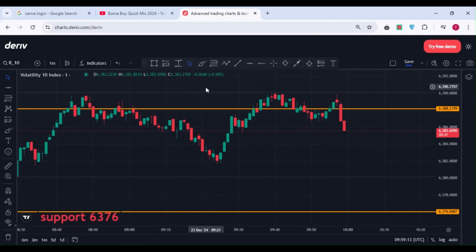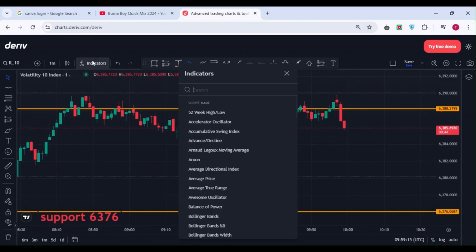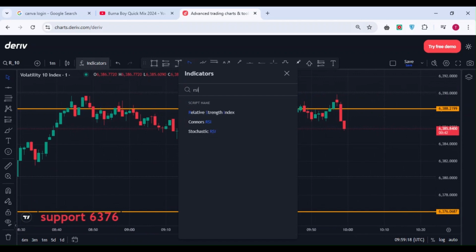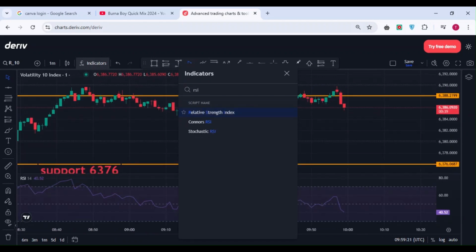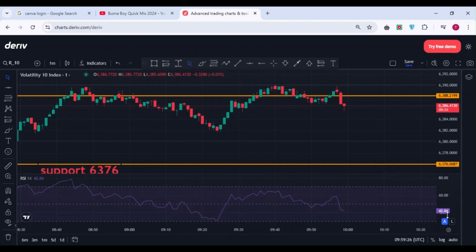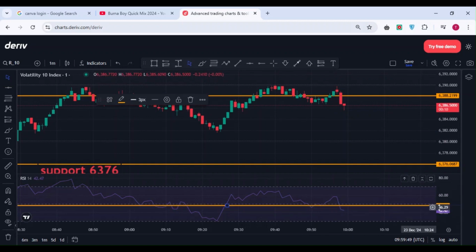So maybe we can put some indicators like the RSI, the relative strength index. You can see the relative strength index at default. Let's just observe it. It's currently at 42. So when the market, because we can see at around this point, let me show you. At around the 68.88, let's see where the market was.